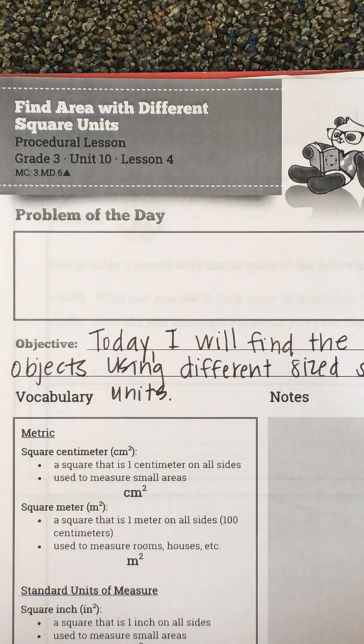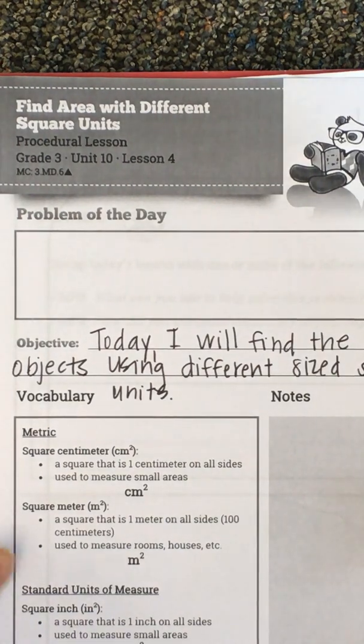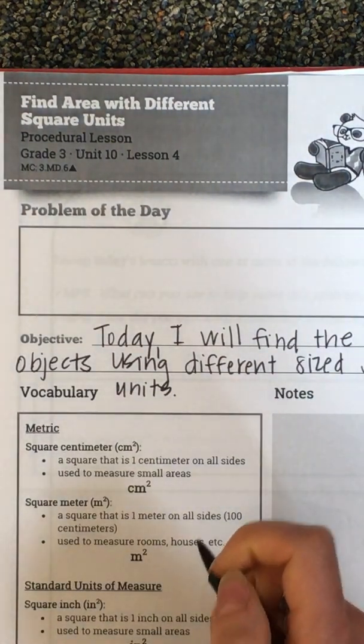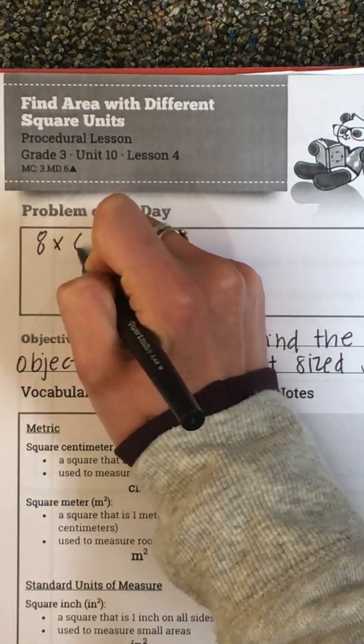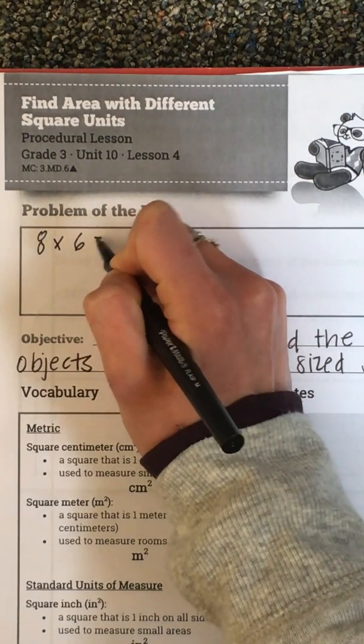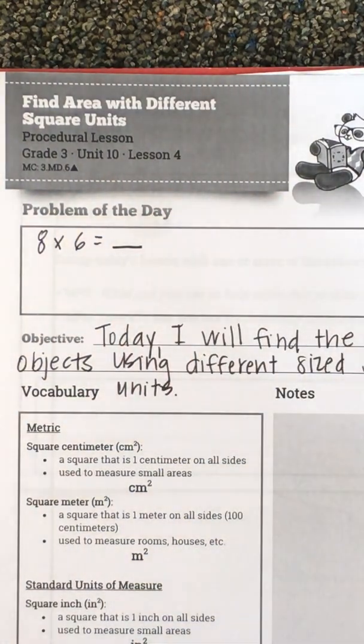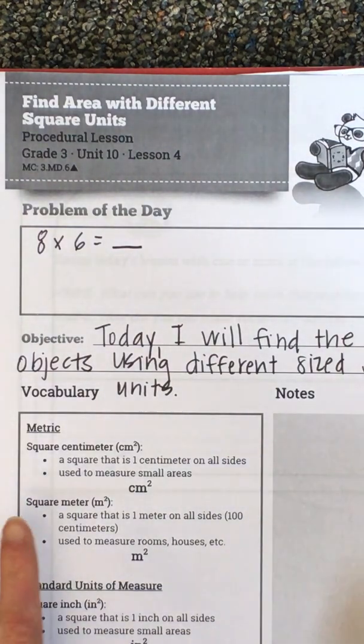So I want you to get your pencil out and ready with me because I want us to do this together. So pause this if you need to because we're going to get started right away. All right, so with the problem of the day, I'm going to give us the problem. Let's do 8 times 6 equals blank. So some of you might know what 8 times 6 is. Some of you might find 8 times 6 a little bit more difficult, and that's when you would want to use the distributive property.